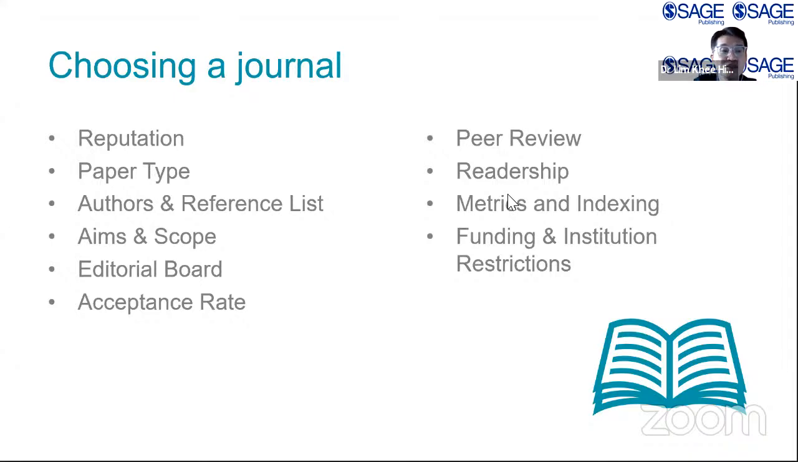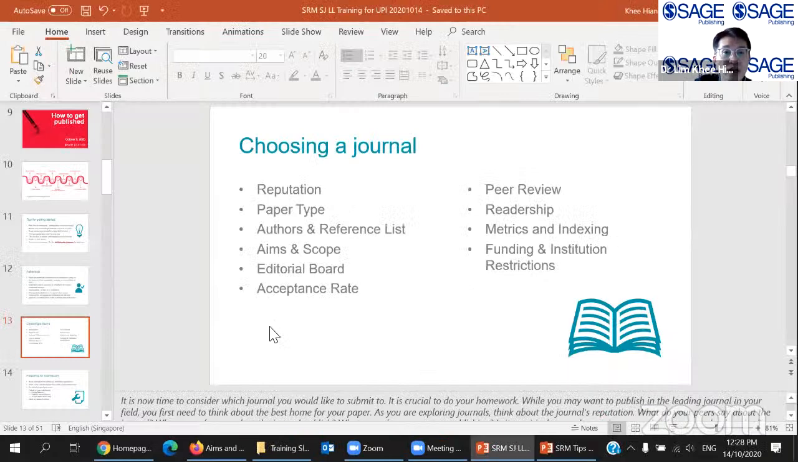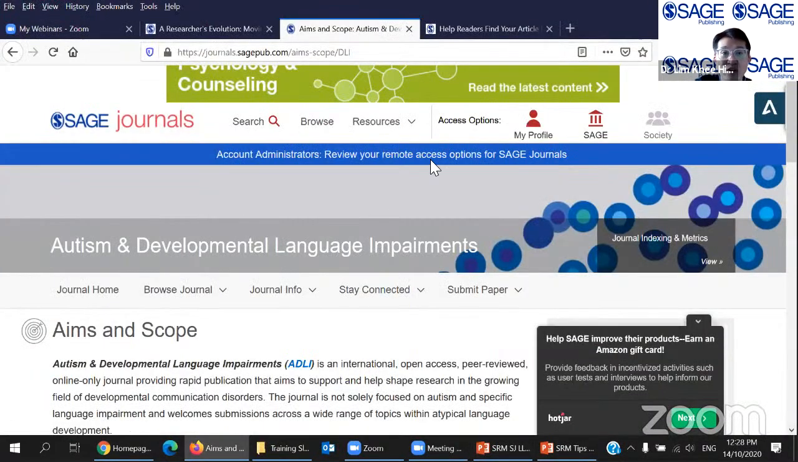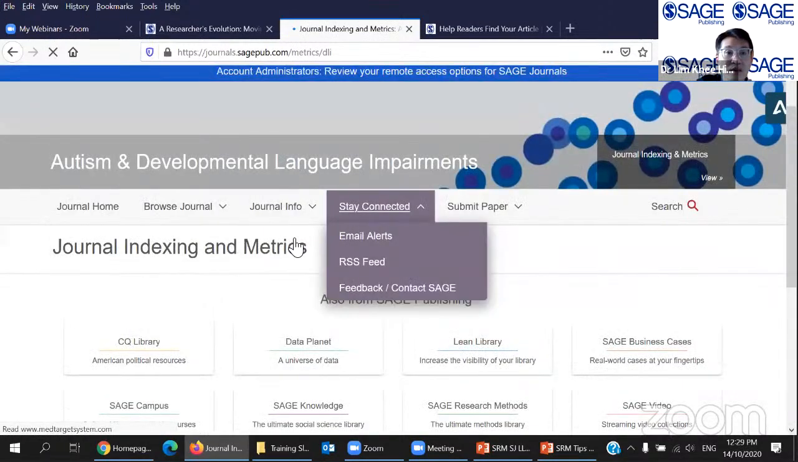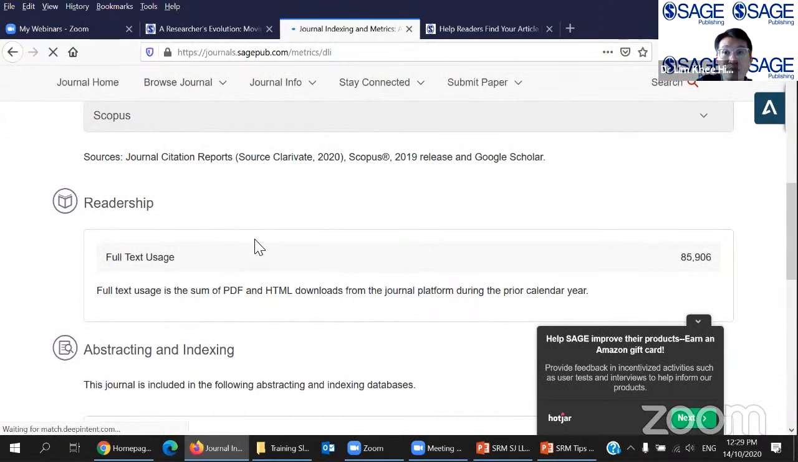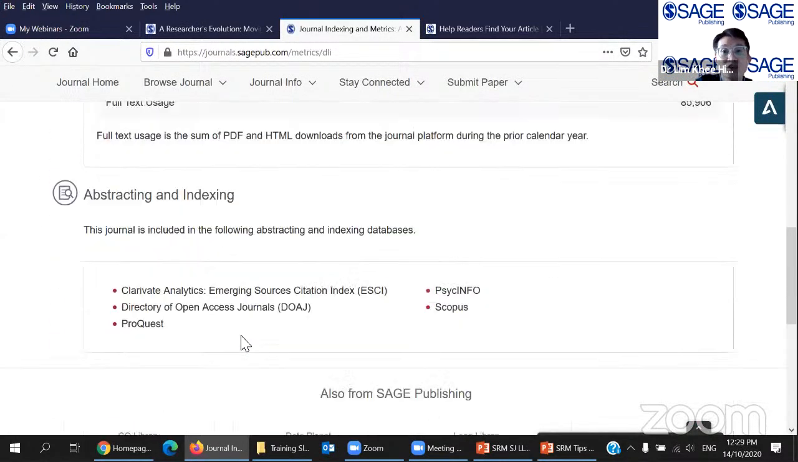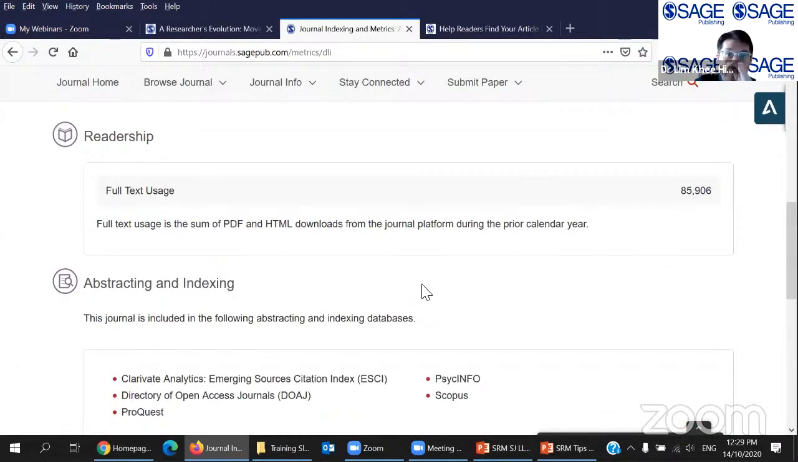So for this part, I would suggest that you look into Sage Journal, for example, this journal. You look into this little tab called Journal Indexing and Metrics. Under here, you'll be able to identify one section we call readership, as well as abstract and indexing. You can see that they will tell you, in the prior calendar year, in total, how many papers of this journal have been downloaded? Some of them are very, very high.